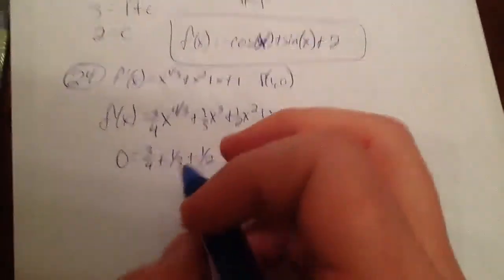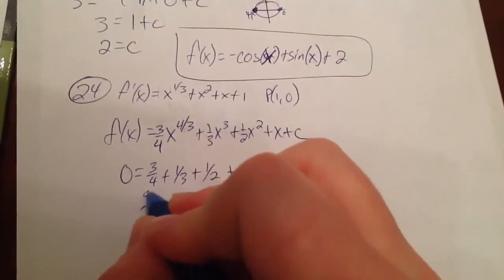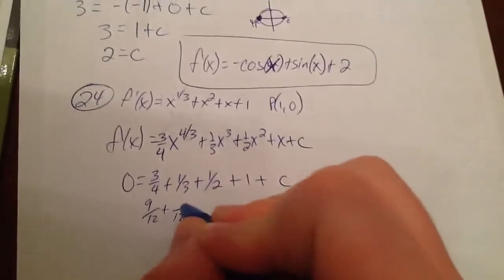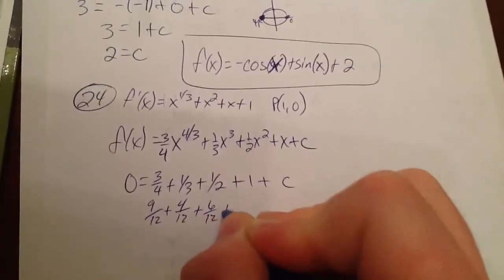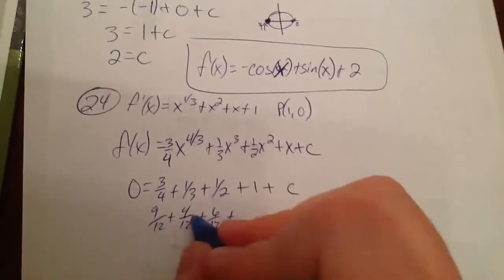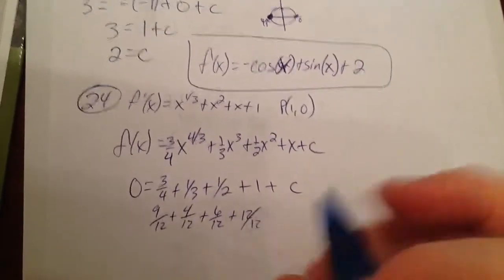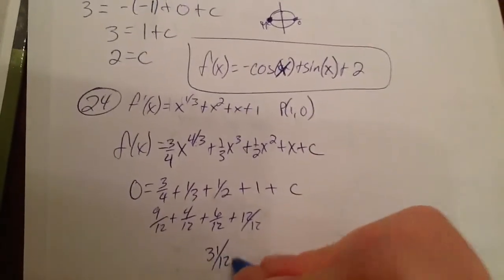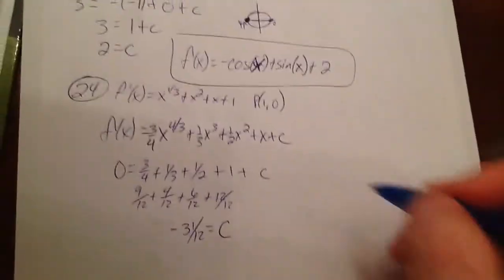So what? 3/4? Go 12ths. 9 plus 4, 6, 13, 19, plus 12, 31. So C is negative 31 twelfths because I'm going to subtract it over there.